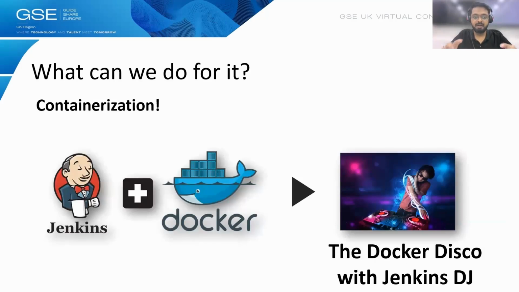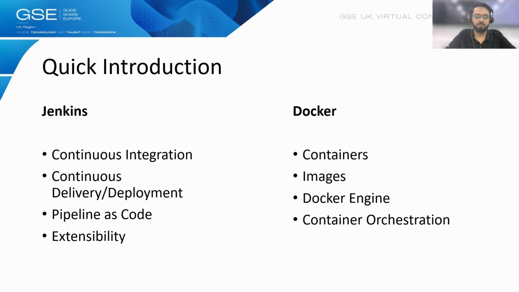So the fundamental setup here is containerization, and how we are going to do that is with Jenkins and Docker combined together. Here I'm just trying to showcase to you the Docker disco with Jenkins DJ, because all our Jenkins is going to be played on the Docker disco. So think of it as a fun part: Docker is like your dance floor where your application rocks and rolls using Jenkins. So we'll see how it will help you to solve some of the problems.